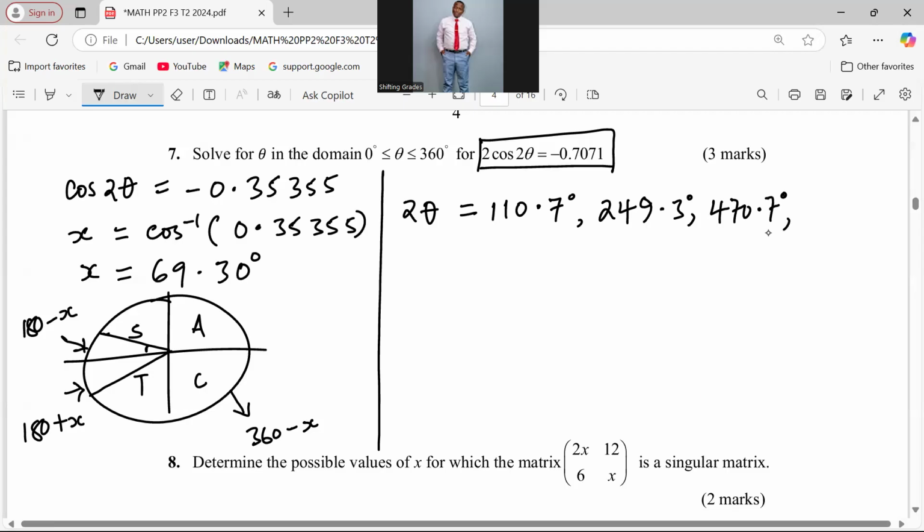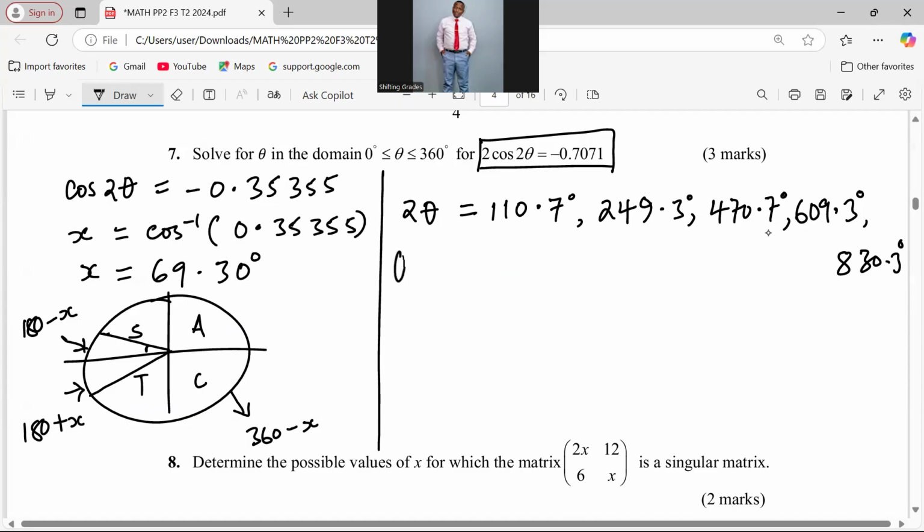And again, when we take 249.3, and we add 360, it will still behave the same, 609.3. We can even proceed to, we take 470.3 and we add 360, we get 830.3. It will still behave the same. Therefore, if we continue adding 360, we are getting other possible angles, which will behave the same as 2 theta.